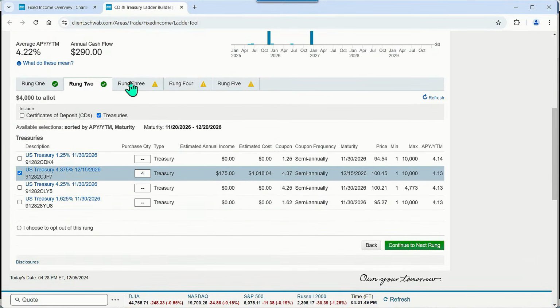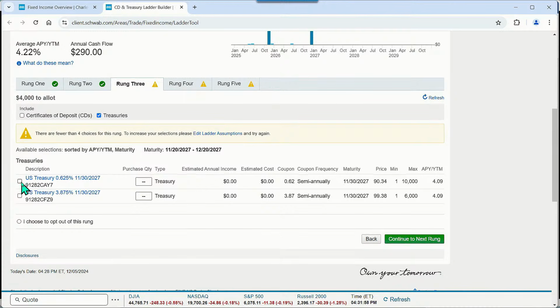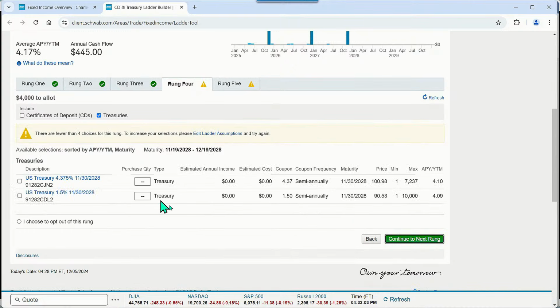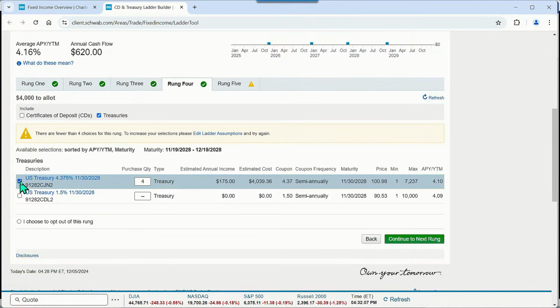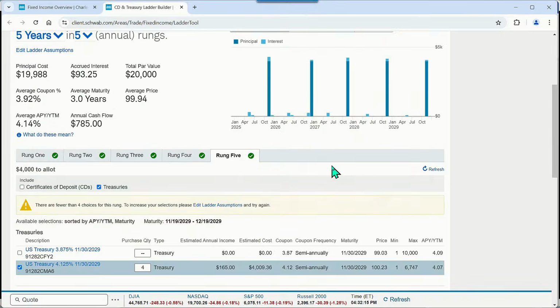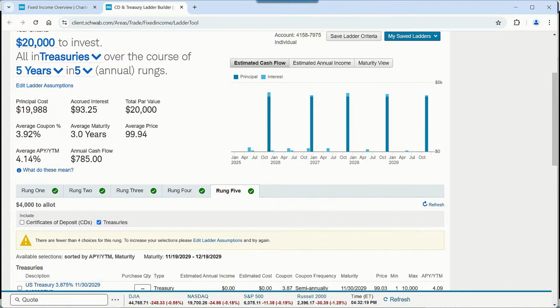Then we're going to go to rung 3. I'll click on that, go to the next rung, and we'll finish building out our ladder here, and rung 5. There we go. So here is what my ladder looks like. This is a 5-year ladder. It doesn't need to be 5 years, but you can see every April, June, July time period, I'm getting that semi-annual coupon right there.